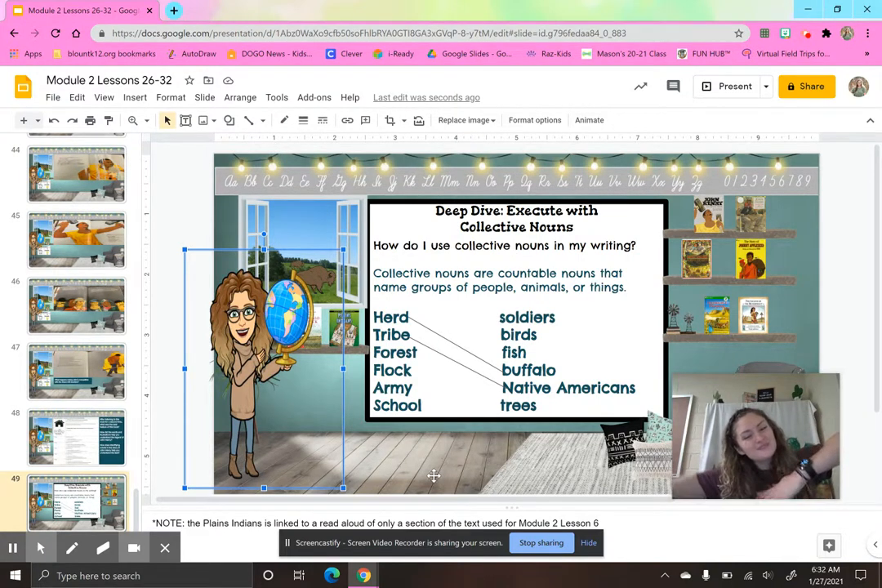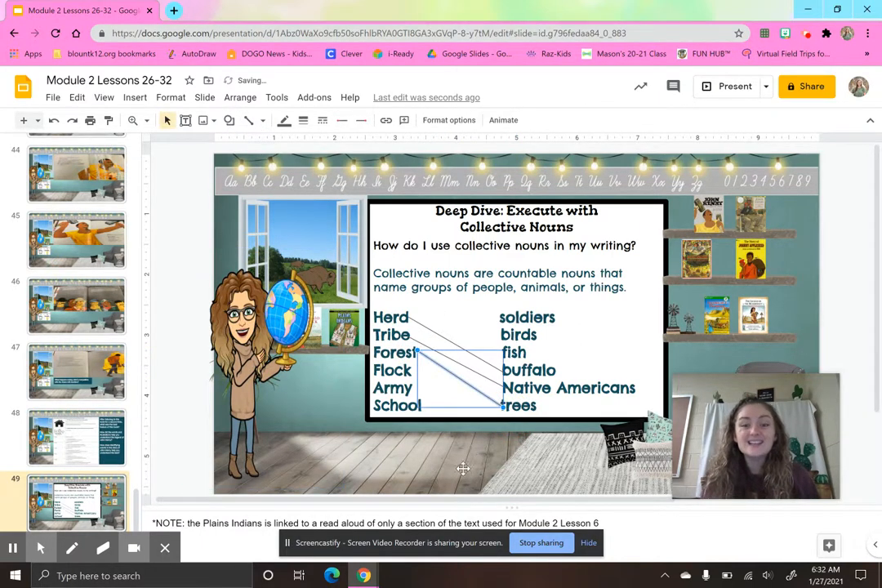All right, the next one, a forest is a collective noun for a large group of blank. Tell me in the Edpuzzle. So a forest is a large group of trees. That is a collective noun. A forest is a large group of trees. It's not just a few trees, it's maybe hundreds of trees. So when we think of forest, we think of big pieces of land covered in trees.